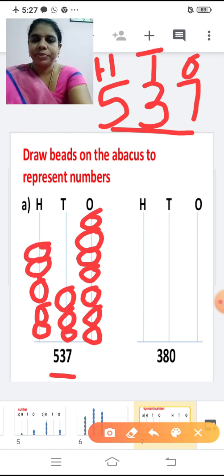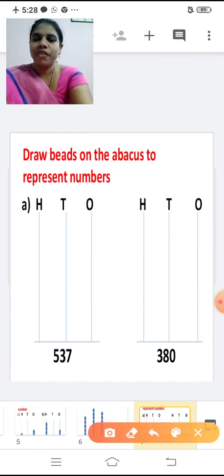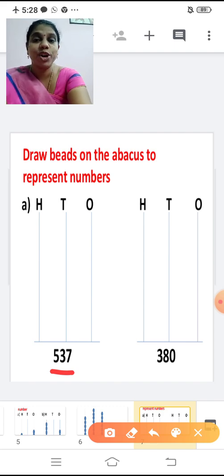Clear, children? So what you have to do? 537. Draw 7 beads in the ones place. You're going to draw after this.